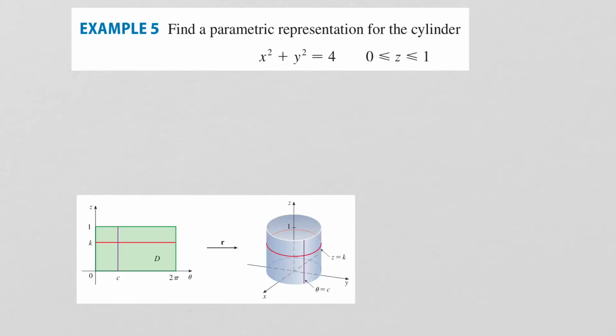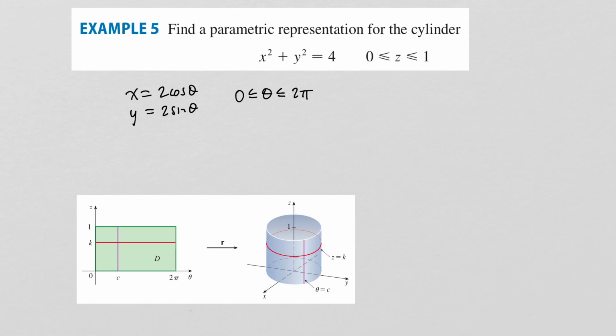Next, let's find a parametric representation for the cylinder. So we have x squared plus y squared is equal to 4, and z is between 0 and 1. Anytime you have the equation of a circle, we can always use sine and cosine to parameterize that circle. So x is going to be 2 times the cosine of theta, y will be 2 times the sine of theta, and theta will be between 0 and 2 pi.